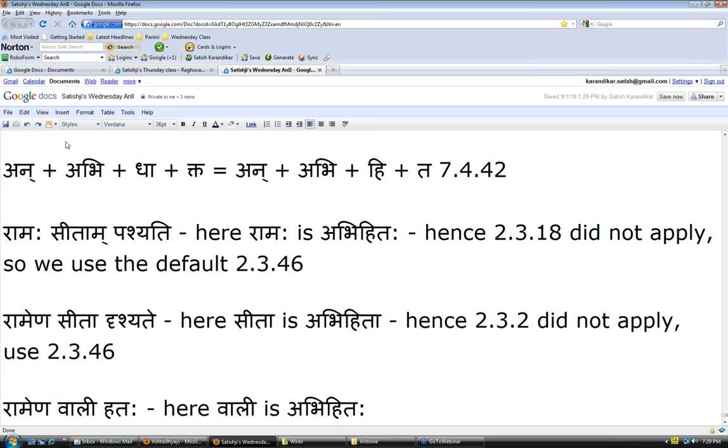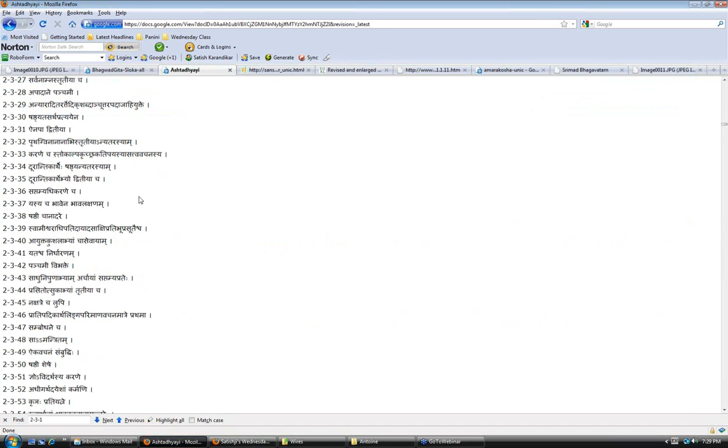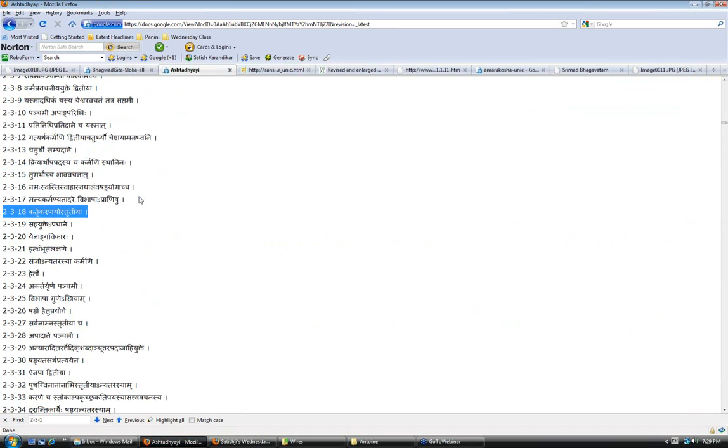Okay. So all these rules, and the one that we are concerned about right now, because we're going to move on to the niche usage, is 2.3.18, which we saw: Kartrkaranayoh Trtiya. Kartrkaranayoh Trtiya. So now let's go to our present topic at hand.